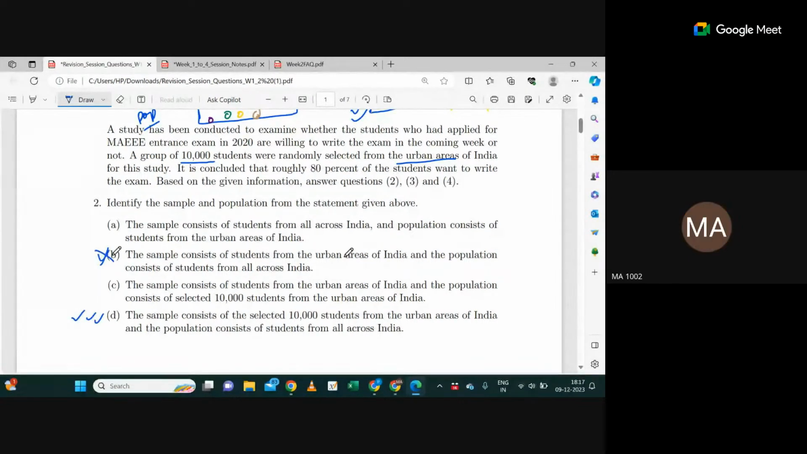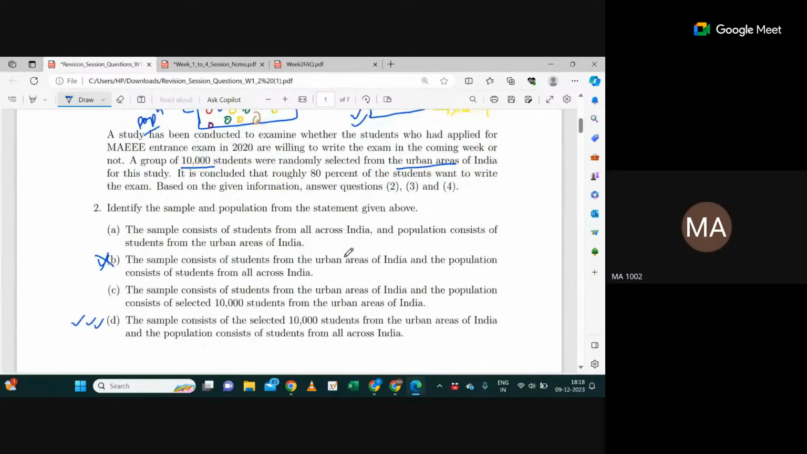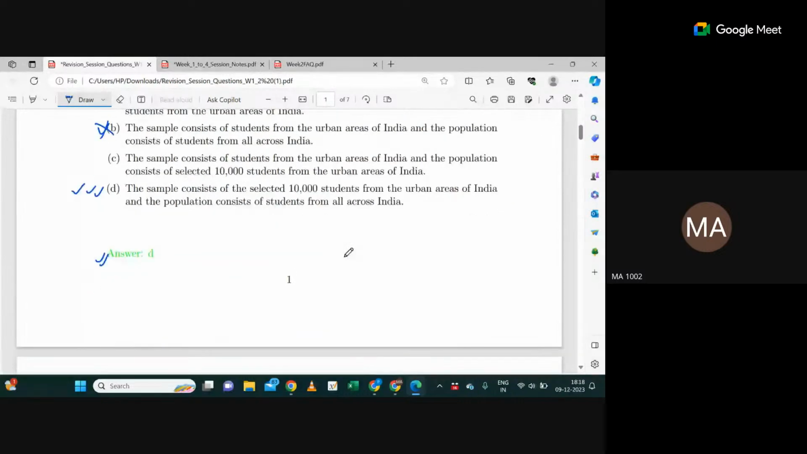Understood, got it? Yeah. So basically, the sample consists of the selected 10,000 students from the urban areas of India, and the population will be students from all across India, right? Basically, population we have discussed just a few minutes before. Population is nothing but the total collection of all the elements that we are interested in. Here we are interested in students throughout India. So option D is the correct one.